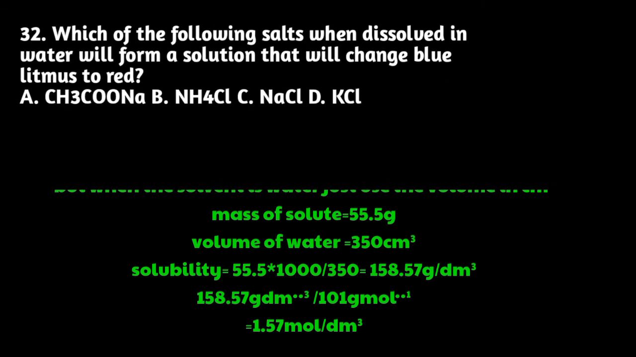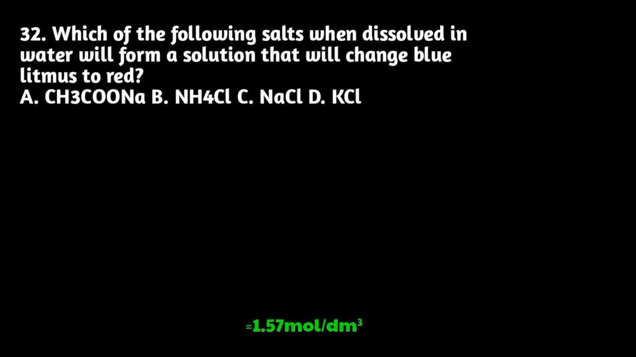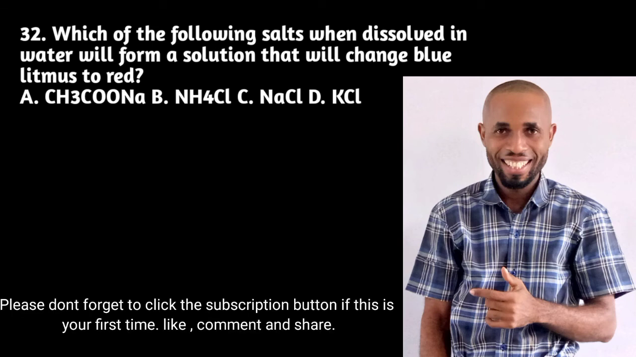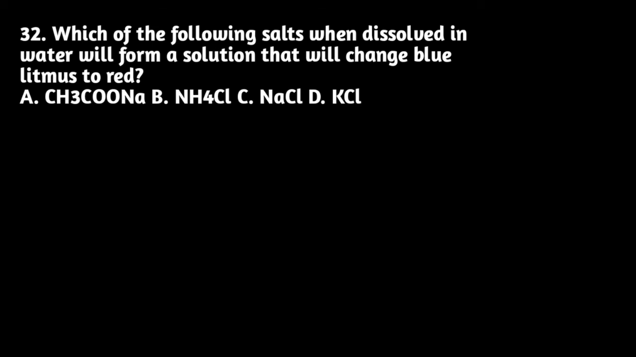Which of the following salts, when dissolved in water, will form a solution that will change blue litmus paper to red? The option goes to B, ammonium chloride, because when ammonium chloride is dissolved in water, hydrochloric acid and ammonium hydroxide will form. We don't actually have ammonium hydroxide, we call it aqueous ammonia. Now, this aqueous ammonia is not a strong base, it's a weak base, whereas hydrochloric acid is a strong acid. The strong acid will overshadow the weak base, and that will make the litmus paper turn red.